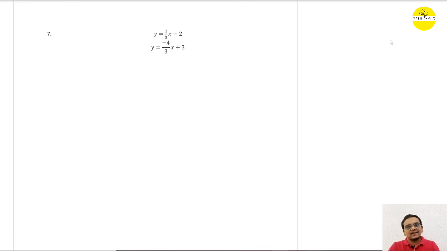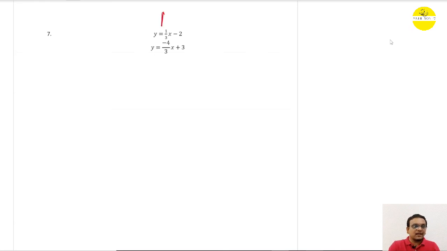This question comprises of equations which contain fractions, right? So we'll try to solve this. If you see this question properly, y is equal to 1 over 3 x minus 2, and again it is given y is equal to minus 4 over 3 times x plus 3.